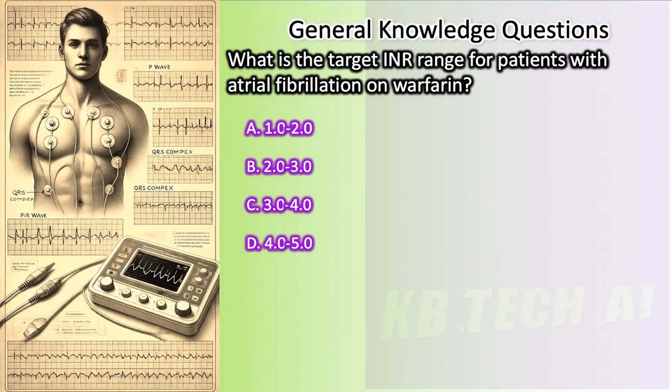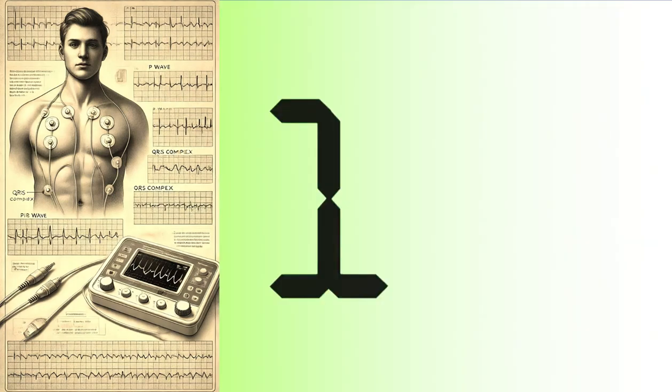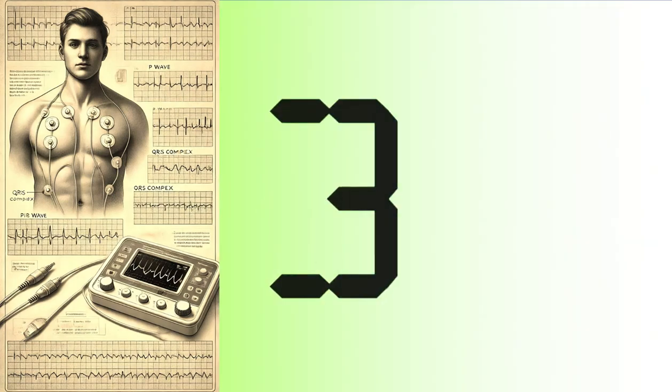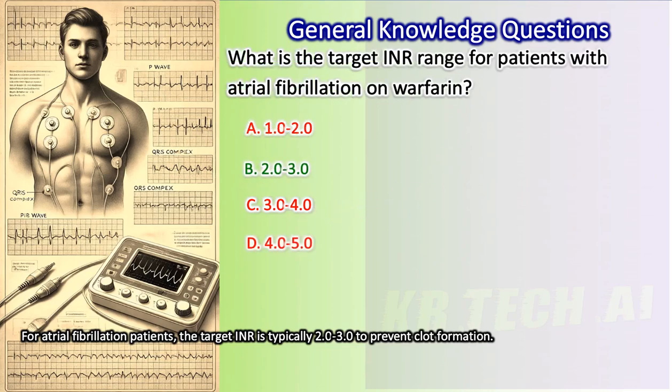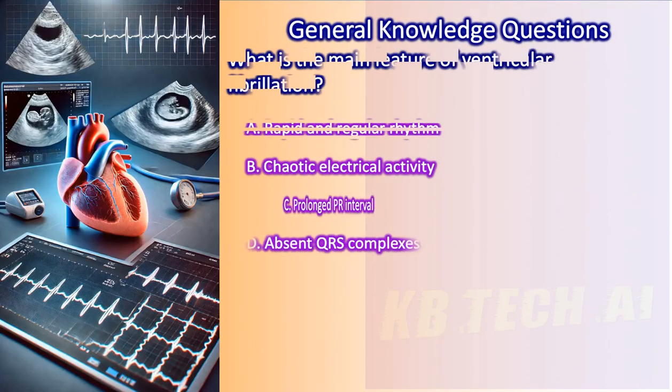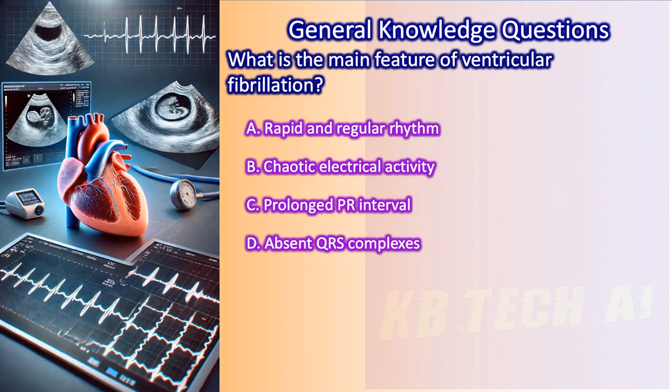Which is the target INR range for patients with atrial fibrillation on warfarin? Option 1, 1.0 to 2.0. Option 2, 2.0 to 3.0. Option 3, 3.0 to 4.0. Option 4, 4.0 to 5.0. The answer is option 2, 2.0 to 3.0.